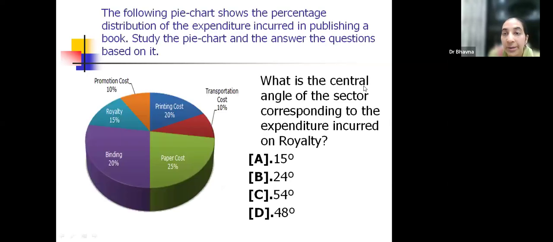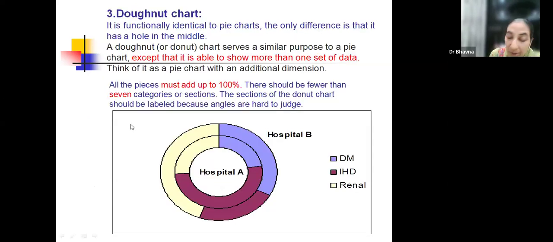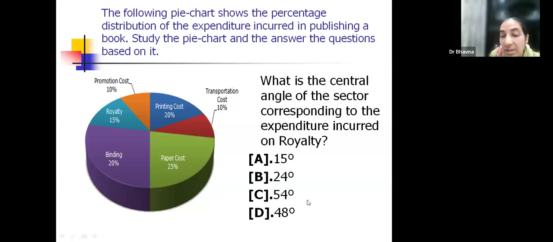Now, what is the central angle of the sector corresponding to the expenditure incurred on royalty? This is the printing cost, paper cost, binding and royalty of books. Okay. The following pie chart shows the percentage distribution of the expenditure incurred in publishing a book. Study the pie chart, answer the question based on it. What is the central angle of the sector corresponding to the expenditure incurred on royalty? Royalty is 15%. So 15% into what? Into 3.6 because 1% is 3.6 degrees. So 15 into 3.6 is what? 54 degrees. So the answer is 54 degrees.